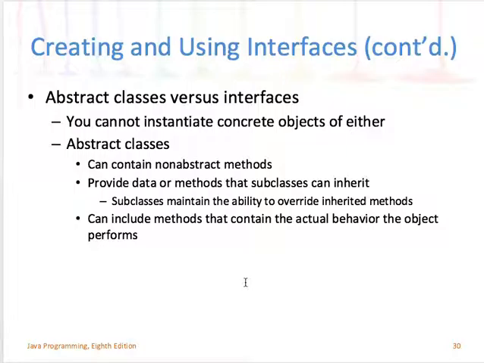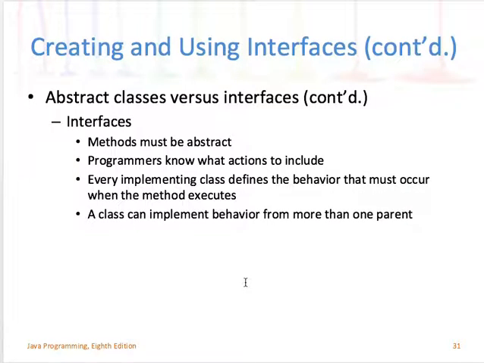Let's see, abstract classes versus interfaces. I talk about this a little bit in our video of our actual lab work. So once again, you can instantiate concrete objects of either. Abstract classes can contain non-abstract methods, provide data or methods that subclasses can inherit, and can include methods that contain the actual behavior the object performs.